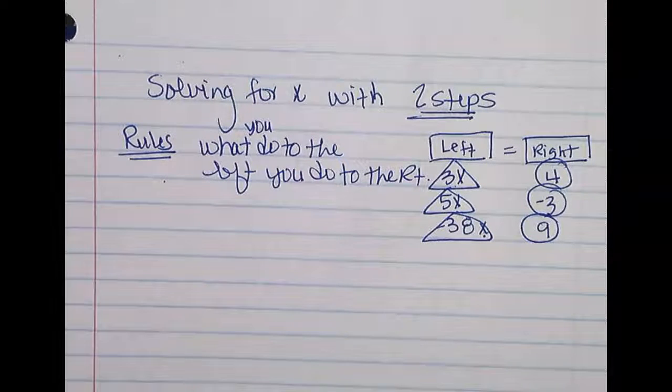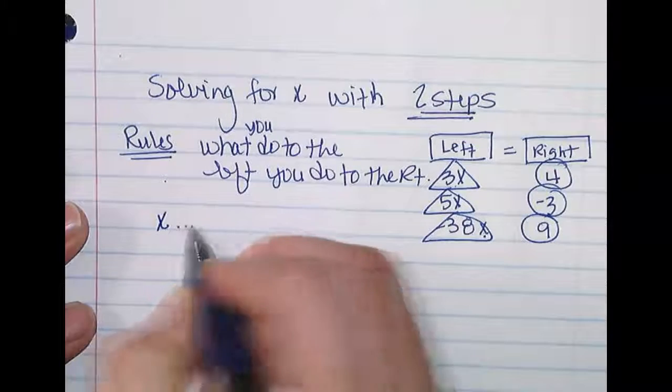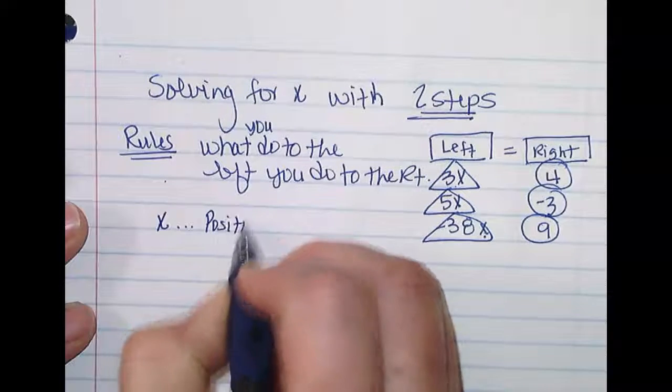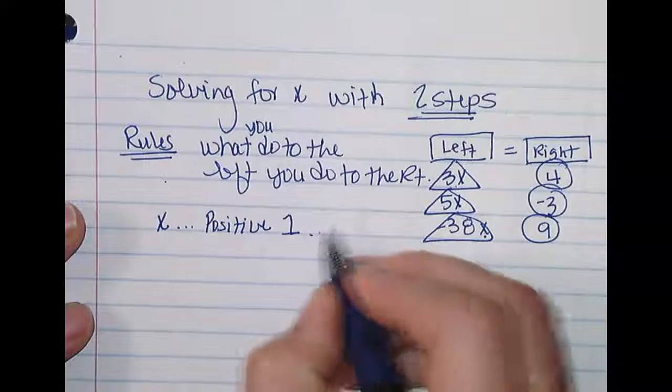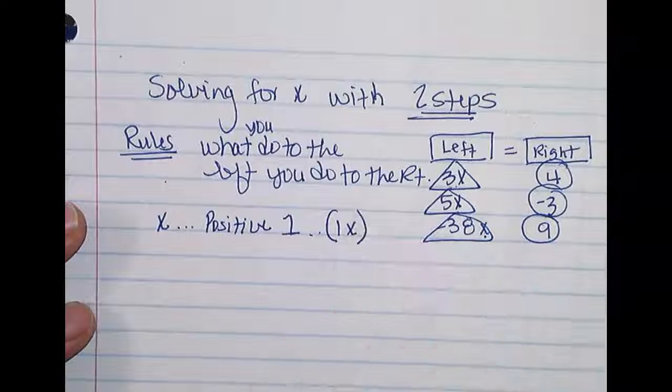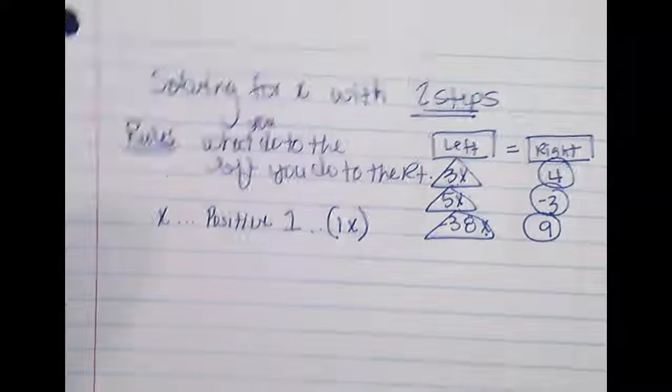And I like x to be on my left because of my algebra. I like x to be positive, and I want x to be 1. So x will eventually need to be positive 1, as in 1x. That's where I'm headed. All right, so let's go. I've also got to bring in some matte pencils, see if I can help you with some colors.